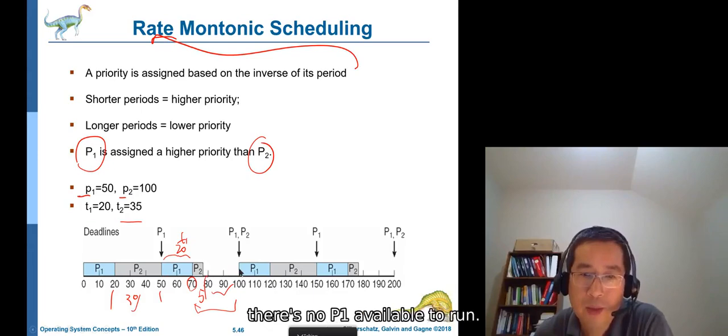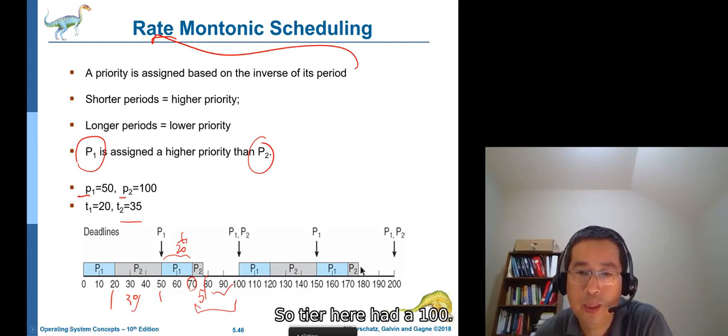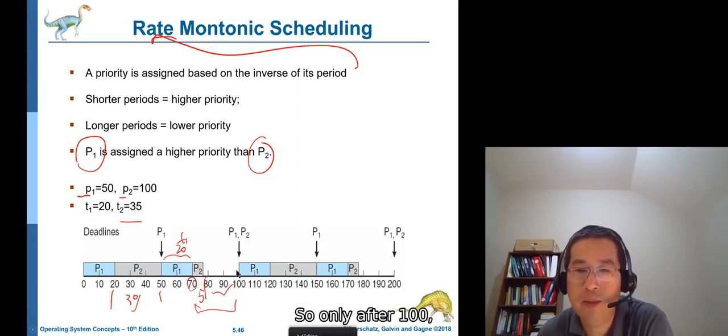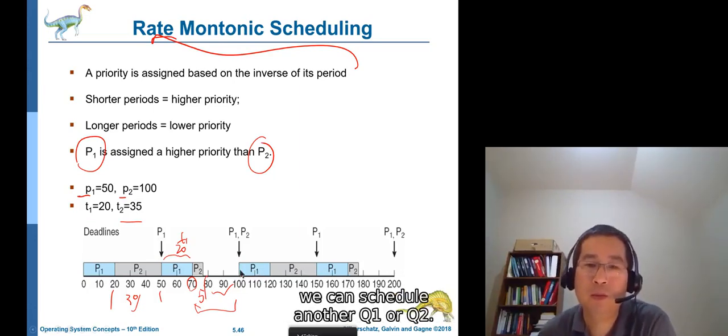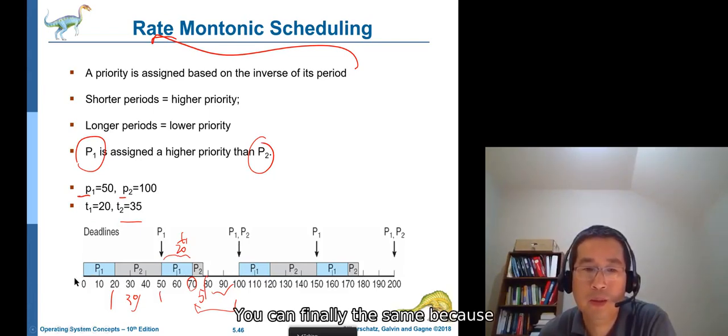And then till 100, there's no P1 available to run, and also no P2 to run, because P1 already finished 2 cycles and P2 finished 1 cycle. The second cycle for P2 hasn't started, and the third cycle for P1 also hasn't started. So only after 100 can we schedule another P1 or P2. That means we have a new start, and this new start will just repeat this cycle.